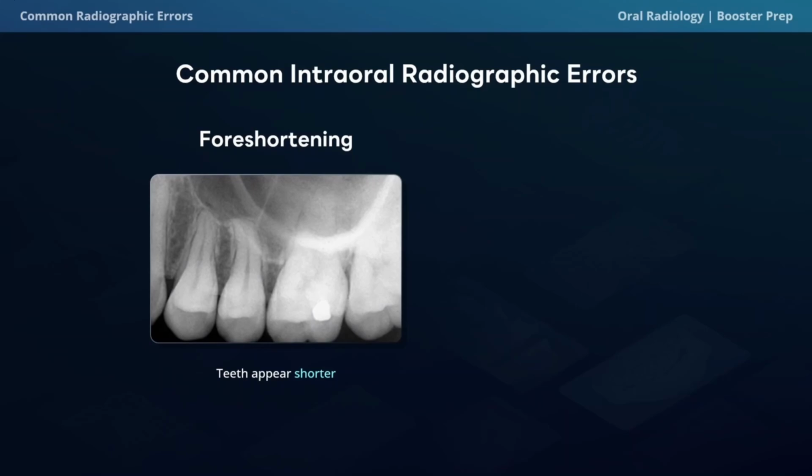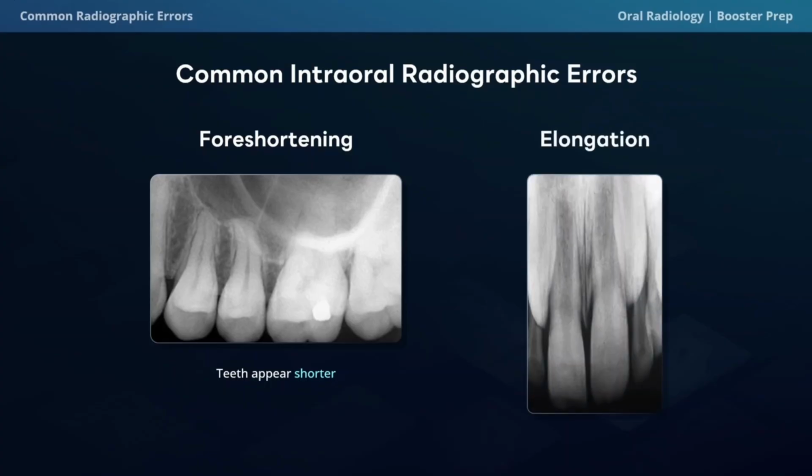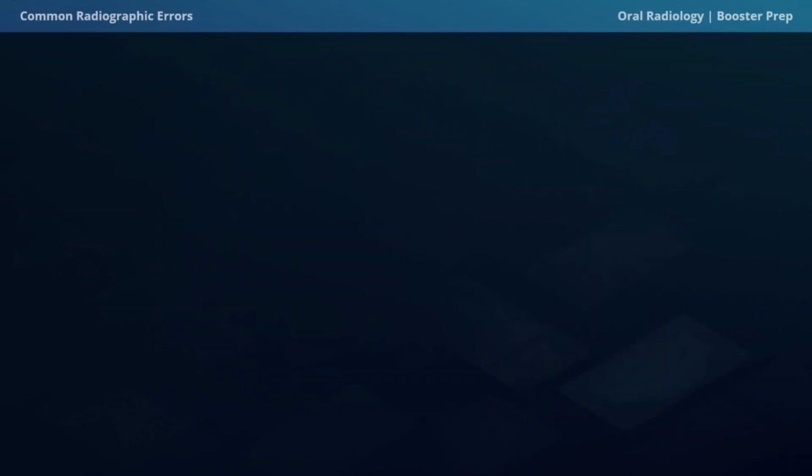And speaking of angulation, if the x-ray beam is at the wrong angle in relation to the teeth, we may have foreshortening, where the teeth appear shorter than they are. Now the counterpart is elongation, where you can actually see the teeth appear longer than they actually are.